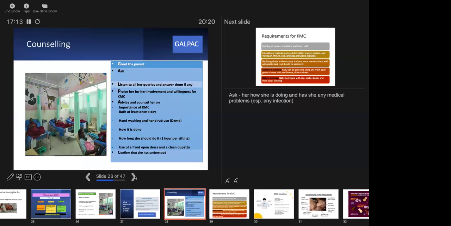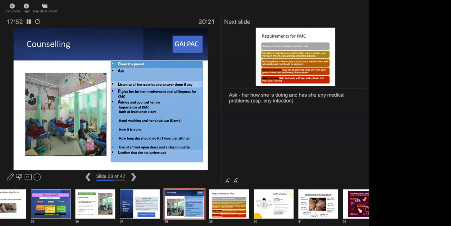It is very important to counsel the parents for KMC. Counseling is the most important aspect to initiate KMC, and the commonly used mnemonic for any counseling in the NICU is GALPAC. G stands for greeting the parent. You have to introduce yourself, greet the parent, and ask her name. Then A is asking how the mother is doing and if she has any medical problems or infections. Then L is listening to all her queries and answering them if there are any.